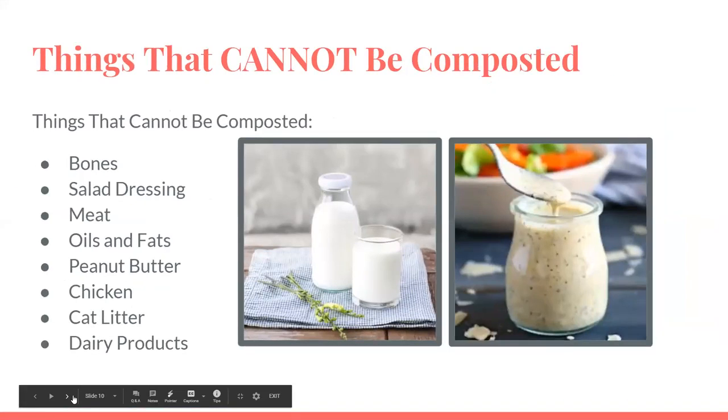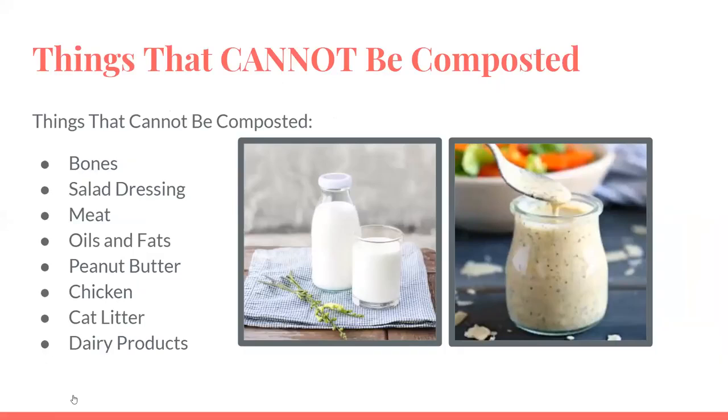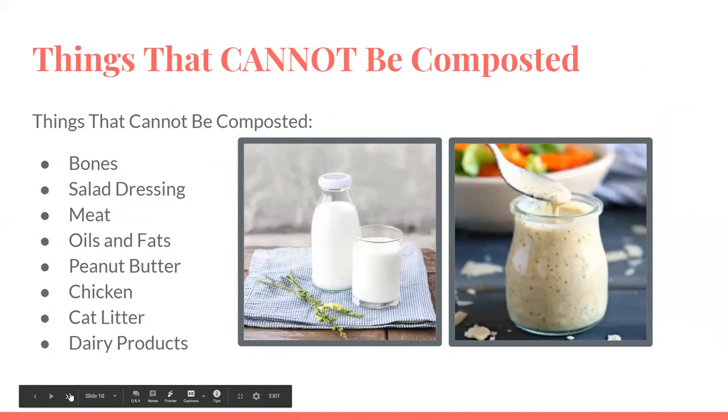Things that cannot be composted. A few examples include bones, salad dressing, meat, oils and fat, peanut butter, chicken, cat litter, and dairy products.